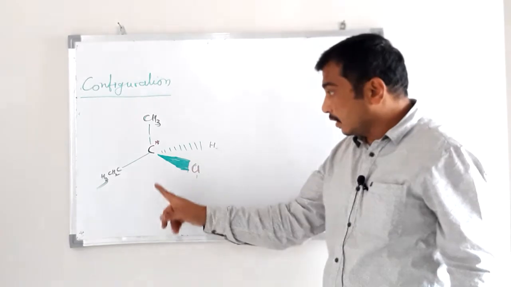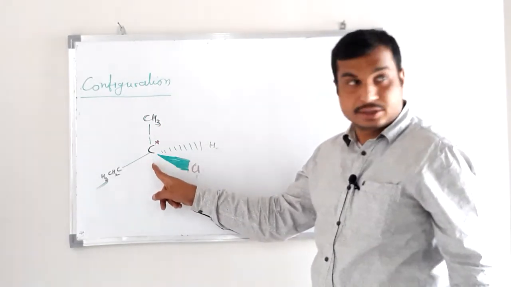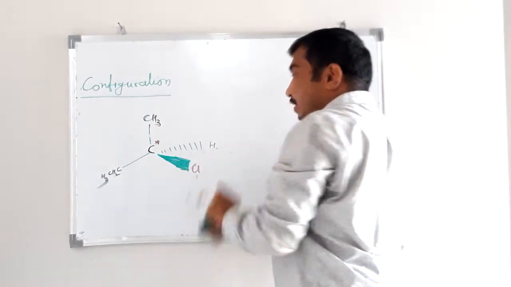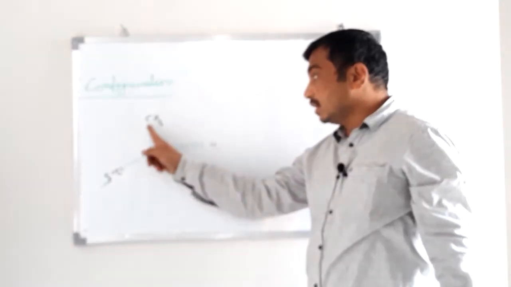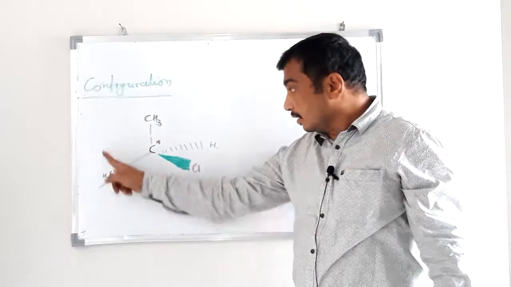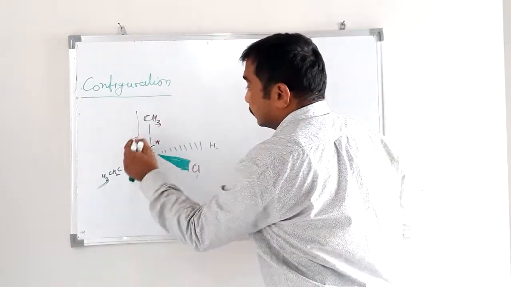Here the methyl group, ethyl group and carbon are present in one common plane. Suppose this board is a plane. On this board, which groups are present? Methyl group, ethyl group and this carbon. These three parts are in one plane. That we know.